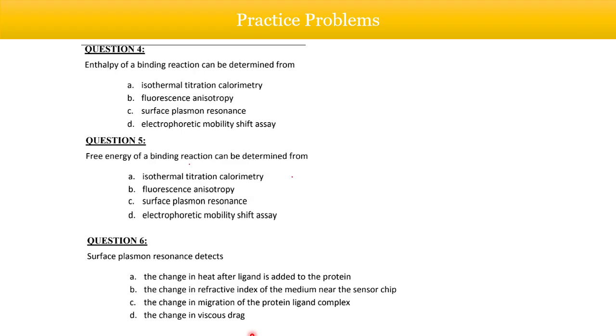The next one: surface plasmon resonance detects change in heat after ligand is added to the protein, change in refractive index of the medium near the sensor chip, change in migration of the protein-ligand complex, or the change in the viscous drag. What does SPR detect?